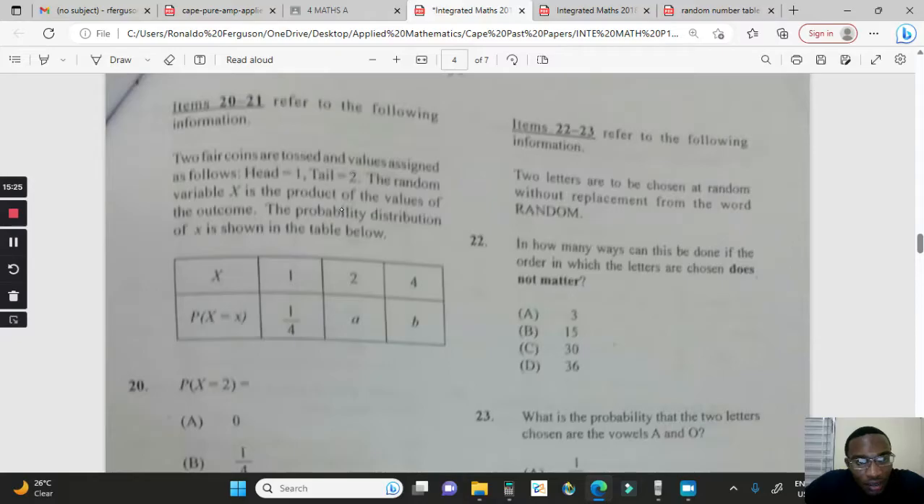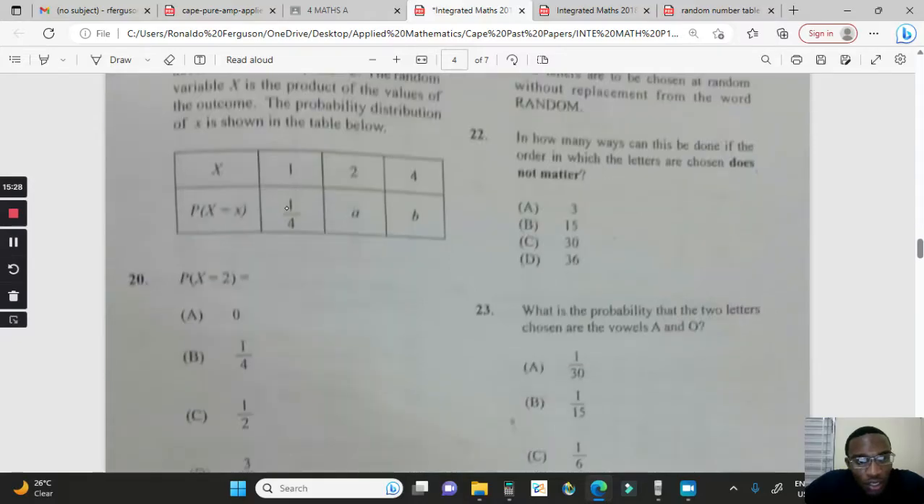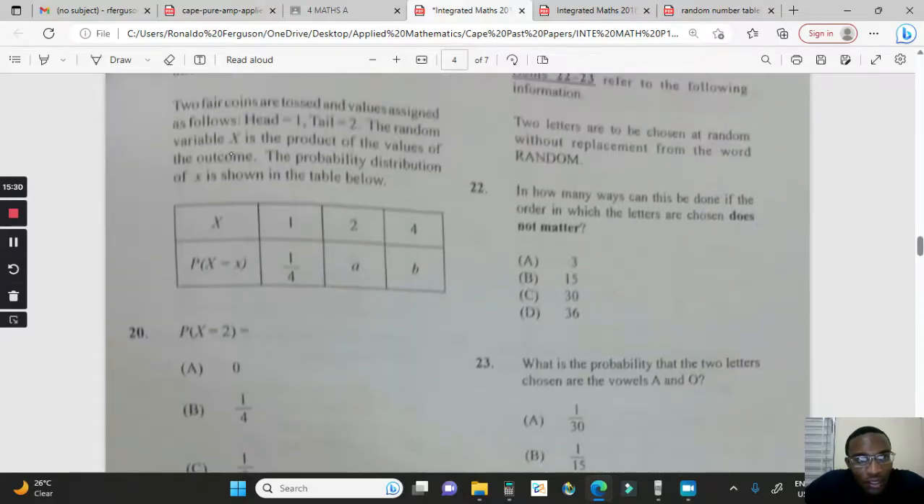And they say that this is a probability distribution, and they want the probability. It says two fair coins are tossed and assigned values. The random variable x is the product of the values of the outcome. Oh, product of the outcome. Okay, product of the outcome. And the outcome they give us is 1, 2, and 4, where 1 is head and 2 is tail.